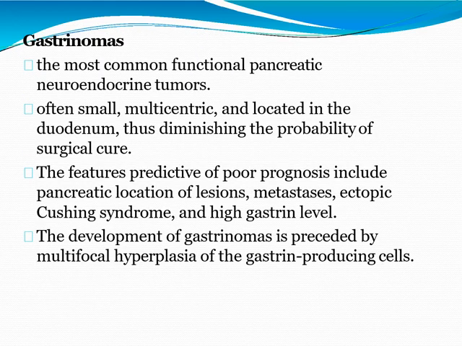Now talking about gastrinomas, the most common functional pancreatic neuroendocrine tumors, often small, multicentric and located in the duodenum, thus diminishing the probability of surgical cure. The features predictive of poor prognosis include pancreatic location of lesions, metastasis, ectopic Cushing syndrome, and high gastrin levels. The development of gastrinomas is preceded by multifocal hyperplasia of the gastrin producing cells.